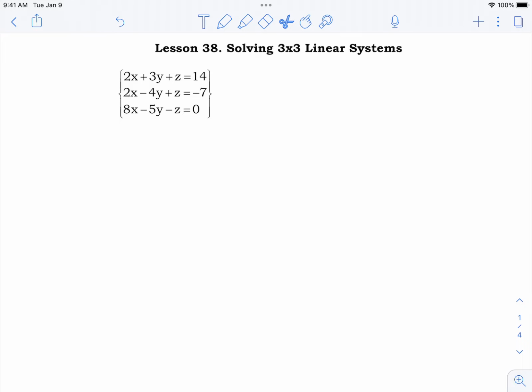Welcome to lesson 38. We're going to be solving 3 by 3 linear systems, which means that we're going to have 3 different equations. They have to be different, of course, and 3 different variables, 3 different unknowns to solve for, in this case x, y, and z. Now first I'm just going to show you the way it works, and then we can look back and say what I just did.